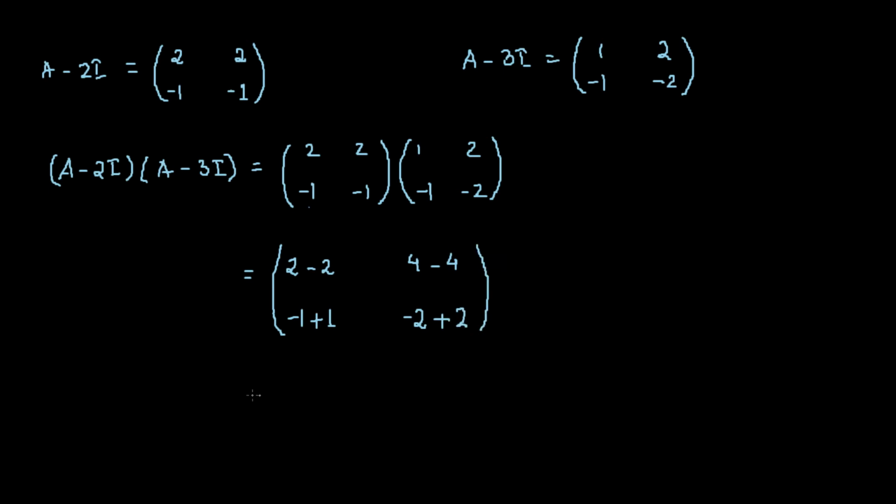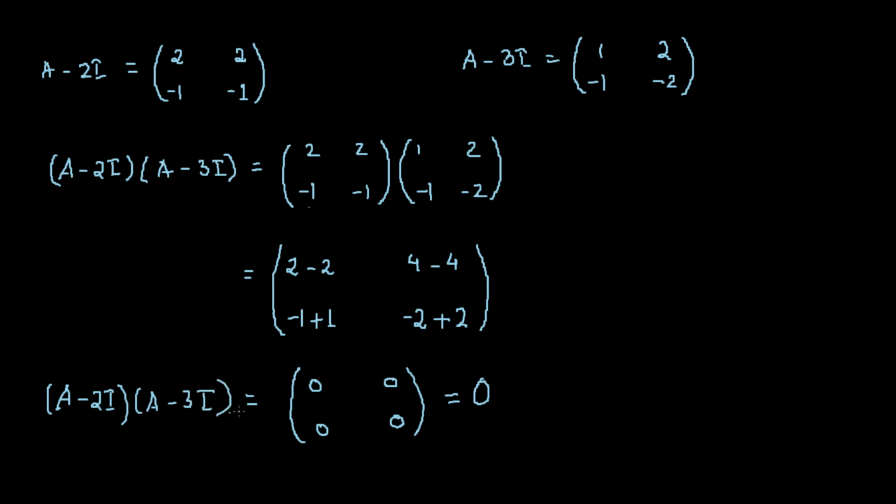So this gives us [0, 0; 0, 0]. So this is the 0 matrix. That's what we are asked to show, that the product of A minus 2I and A minus 3I is the 0 matrix. So that's why we are getting a 2 by 2 0 matrix. Let's move on to the next question.